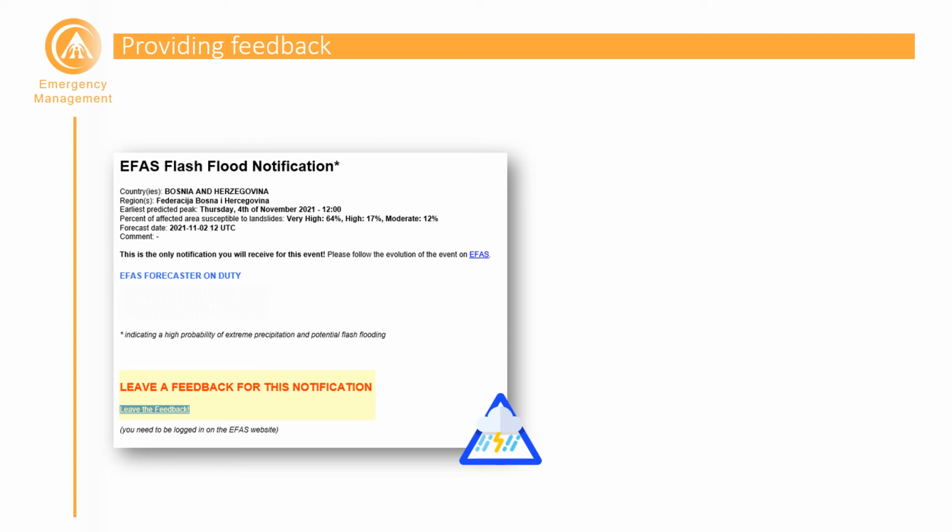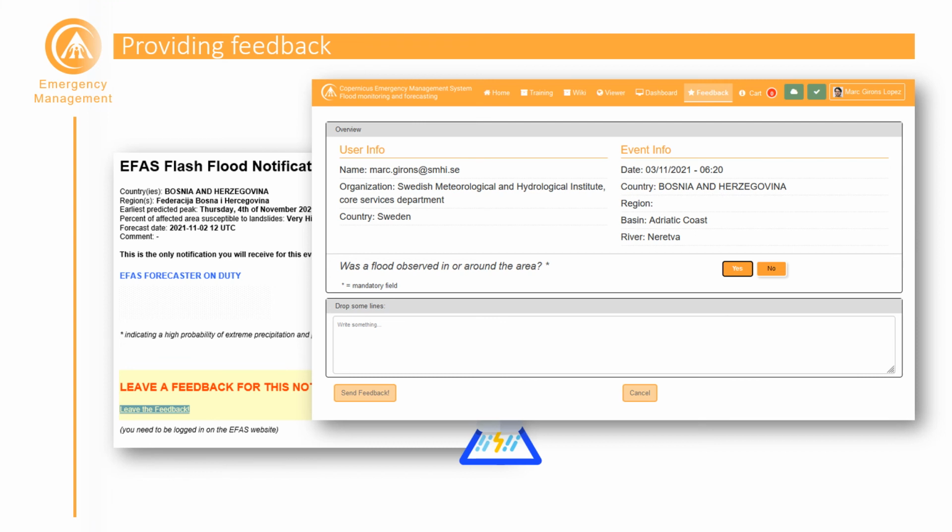Finally, I'm going to talk a bit about after the event has passed. So you've received a flash flood notification. The event has taken place or maybe not. So it's good to provide feedback to EFAS so that in the future we can improve the service. We can make these notifications more relevant, more applicable to you. So in the notification itself, there is a link that you can click on, and it will direct you to the EFAS map viewer and this feedback form.